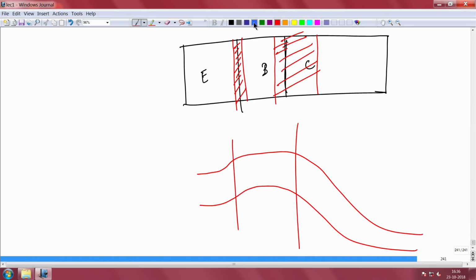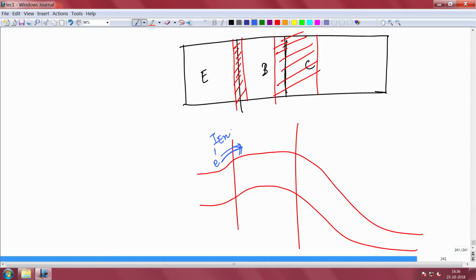So, what are the current components? One component is that electrons are injected from here to there. That contributes a current from the emitter, I call it IEN. The electrons are injected from here, so IEN will come out this side. Forget the direction of the current now, just concentrate on the magnitude. The direction can be thought of later.